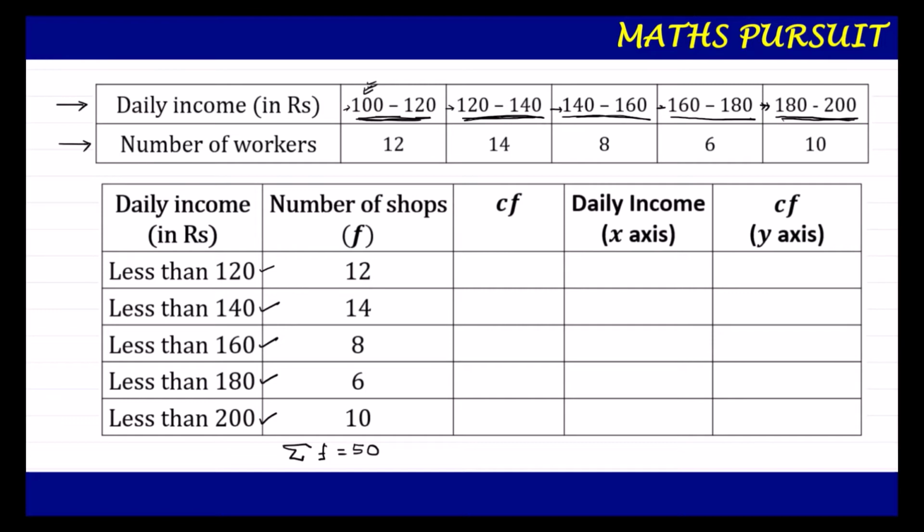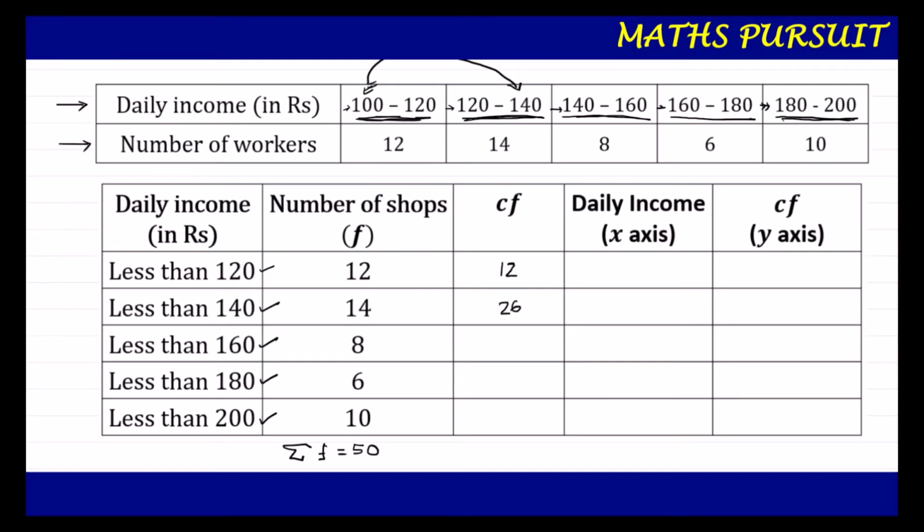The first frequency they have given is 12. So if you look here, we have considered less than 120. That means our data lies within 120. So when our data lies within 120, our frequency is 12. So we can consider this cumulative frequency as our starting point. Now, when our data lies within 140, that means from 100 to 140, it also includes this frequency 12. So for that reason, we add 14 plus 12, and we get 26.